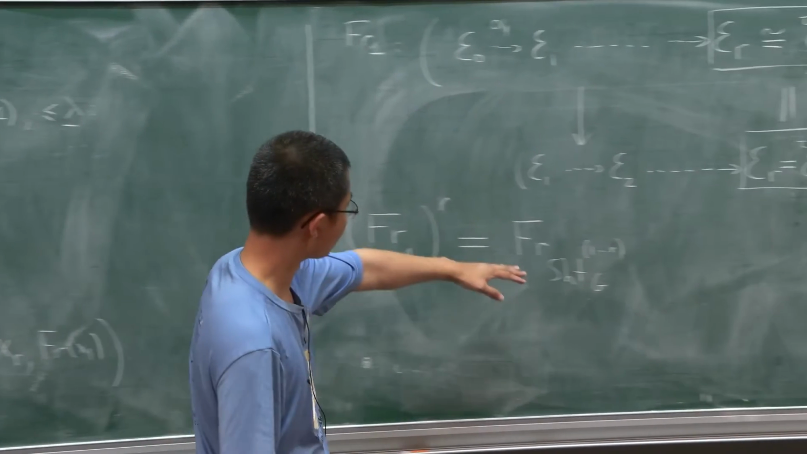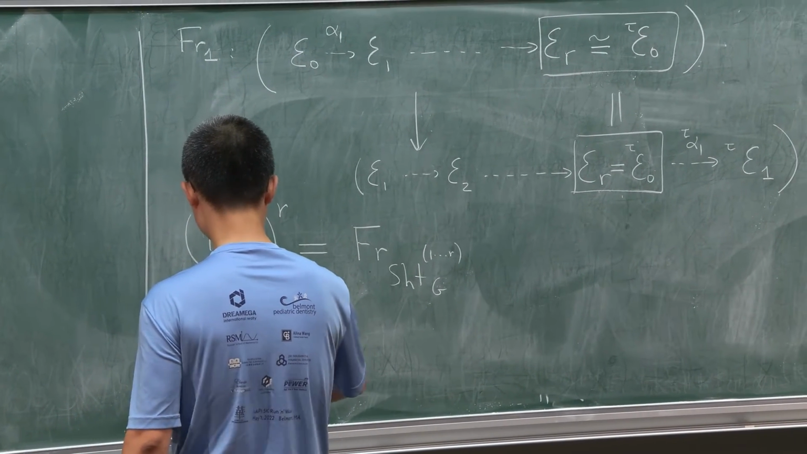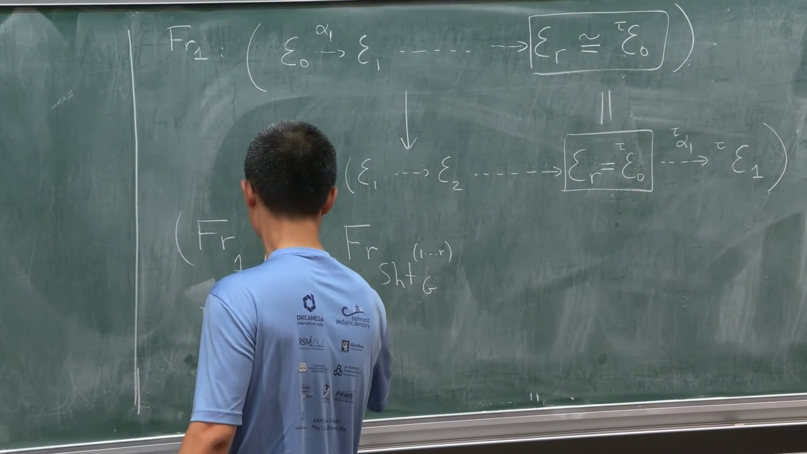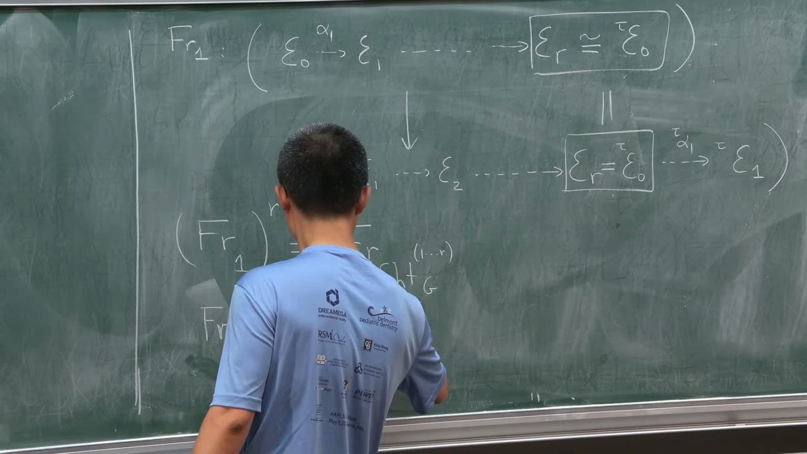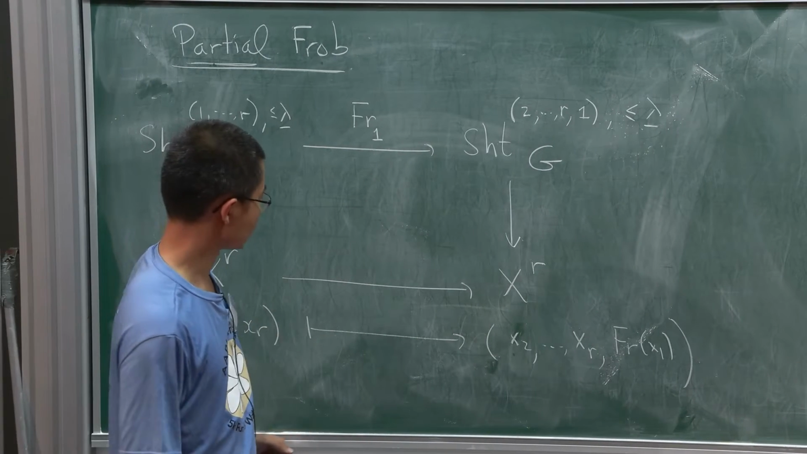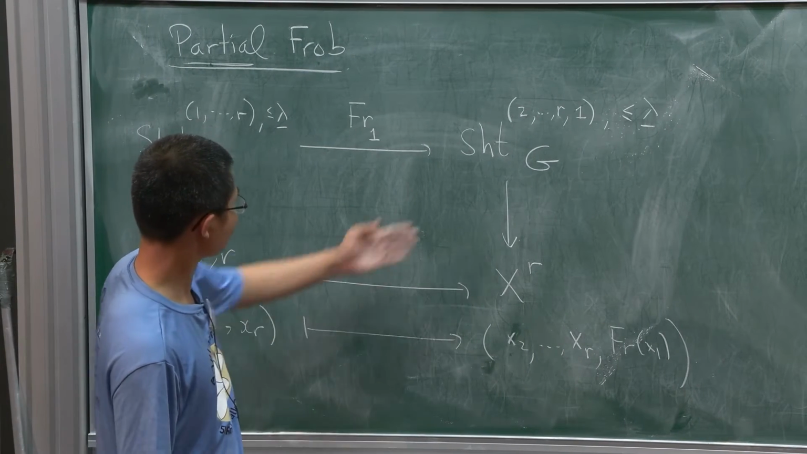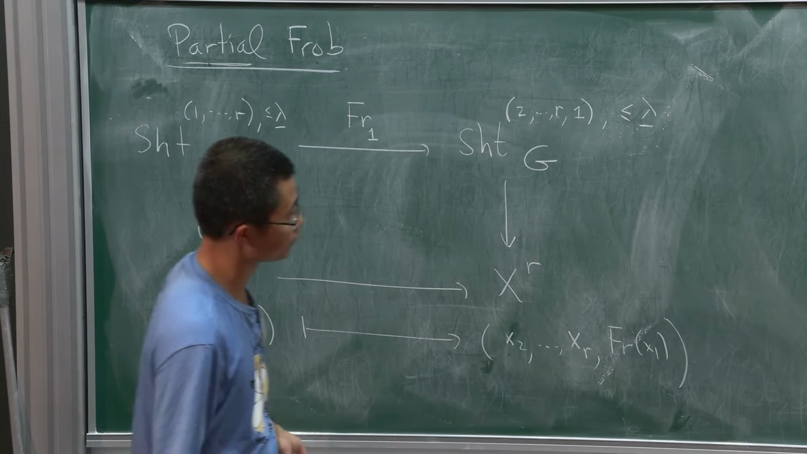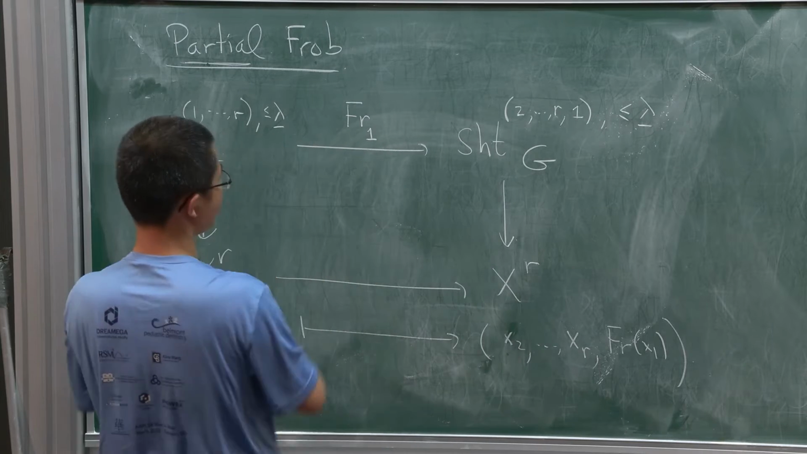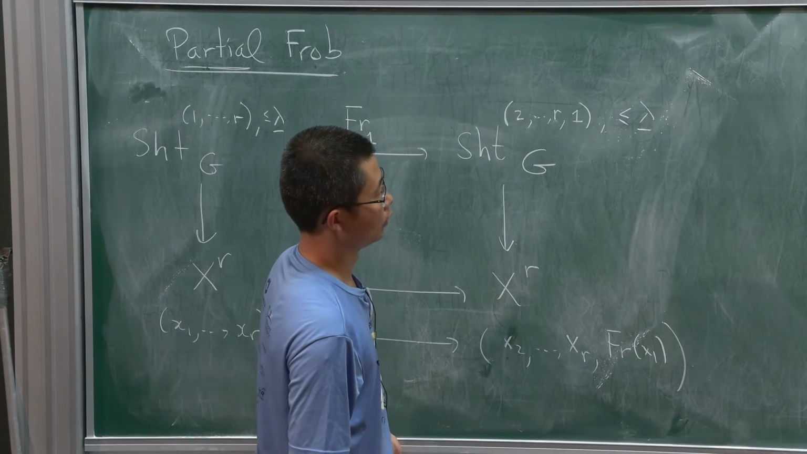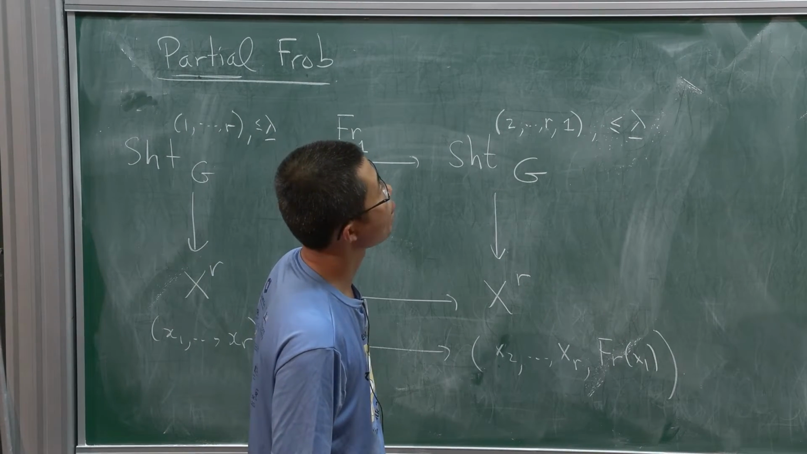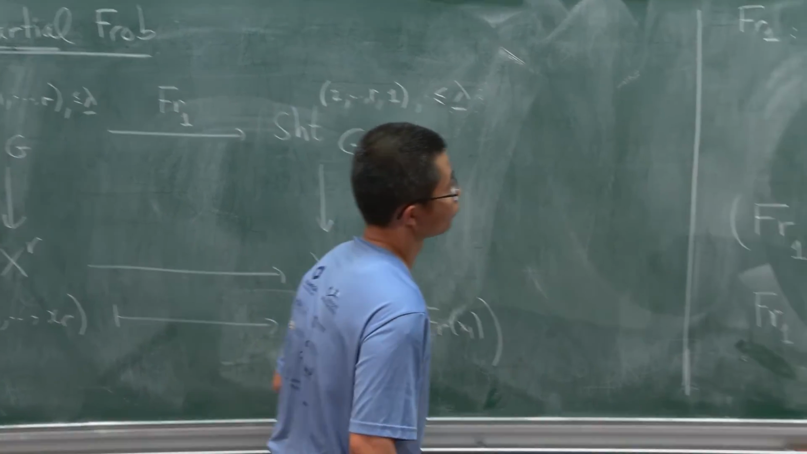And like total Frobenius, this is a homeomorphism. As far as tau cohomology is concerned, you can treat it as... pullback by this map gives an isomorphism on tau cohomology. It's purely inseparable. The reduced fibers are just one point. Okay.